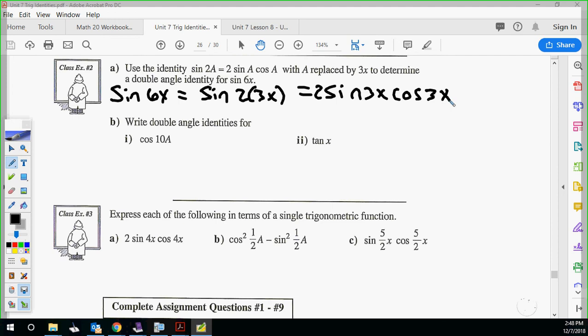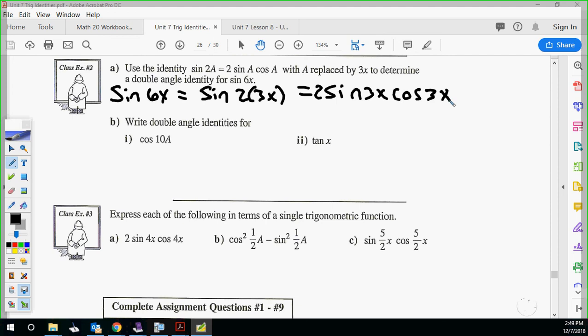So, Hannah, look at the sine 2a at the top. That's the identity. Yep, that's the identity. So we use the identity. That's how we got there. Okay, so cos 10a.